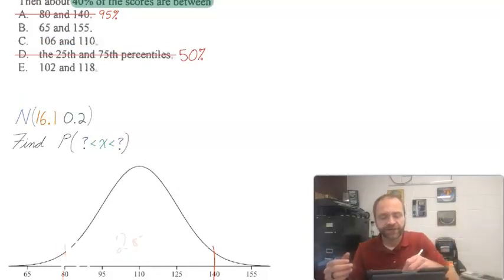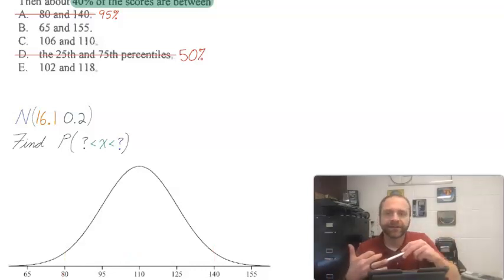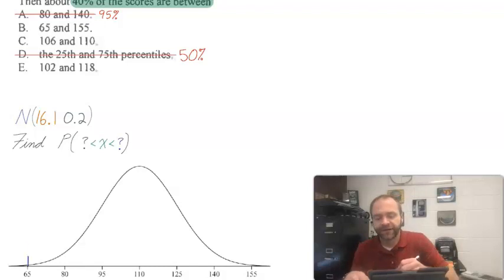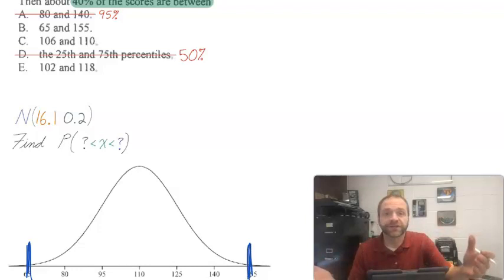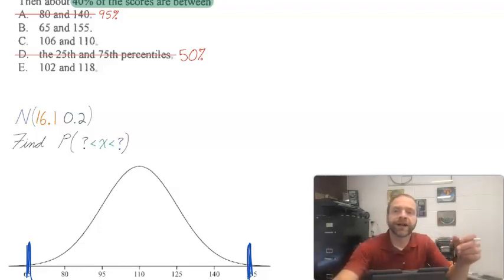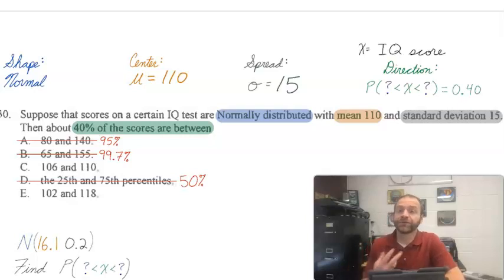So let me go ahead and try option B. Option B says that I have 65 and 155. So if I look at 65 right here, and I look at 155 right here, that's three standard deviations. I'm looking at within three standard deviations. So therefore, I'm going to be dealing with 99.7%. So I'm going to cross out option B, because that's 99.7% of the information. So the empirical rule allowed me to eliminate two choices, and then logic allowed me to eliminate one. I'm down to two choices now, a 50-50 chance of guessing.